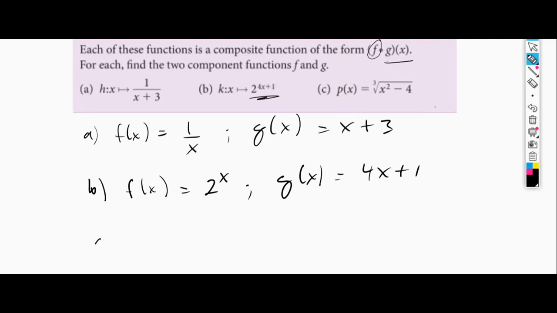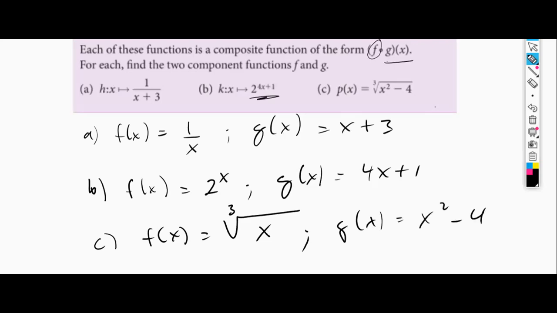And finally c, f of x, the outer function, would be cubic root of x, and g of x, the inner function, would be x squared minus 4.